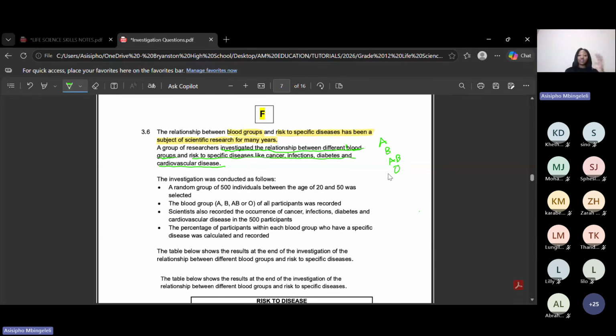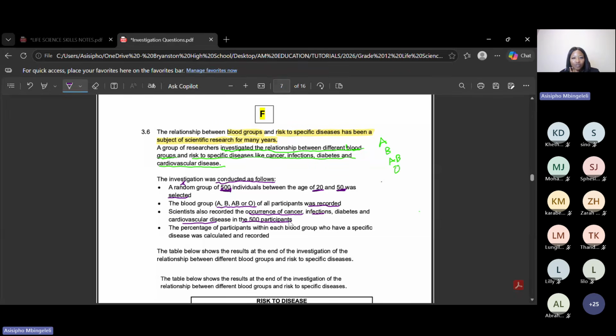Remember when I covered the method, I said how they conduct the investigation is very important because you're going to have points there. They tell you the investigation was conducted as follows. A random group of how many individuals? 500 individuals. Between the ages of 20 and 50 was selected. Already I've got 2 points here. I've got a sample, I've got a planning step. Blood groups A, B, O of all participants was recorded. Scientists also recorded the occurrence of cancer, infections, diabetes, and cardiovascular in the 500 participants.